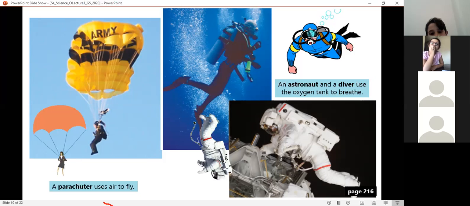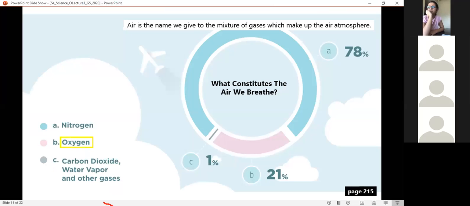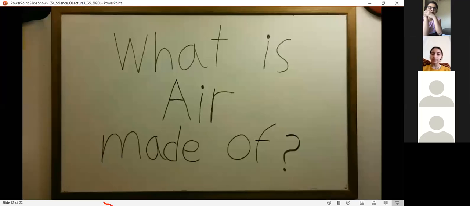Now, air is important for life on Earth. What constitutes the Earth's atmosphere? Till now, we know that there is oxygen, carbon dioxide, and also water vapor. What is the air made of?